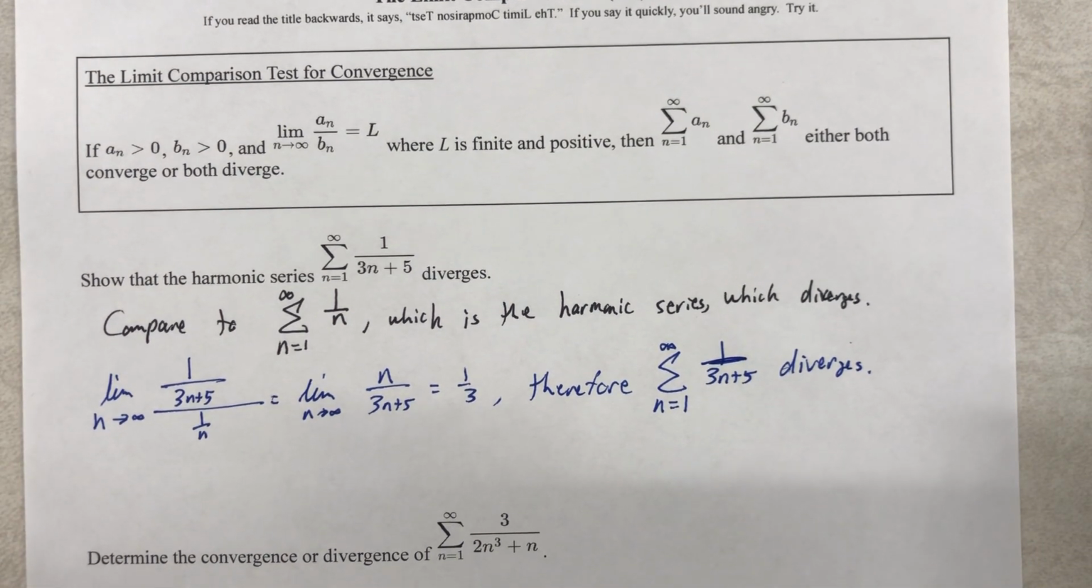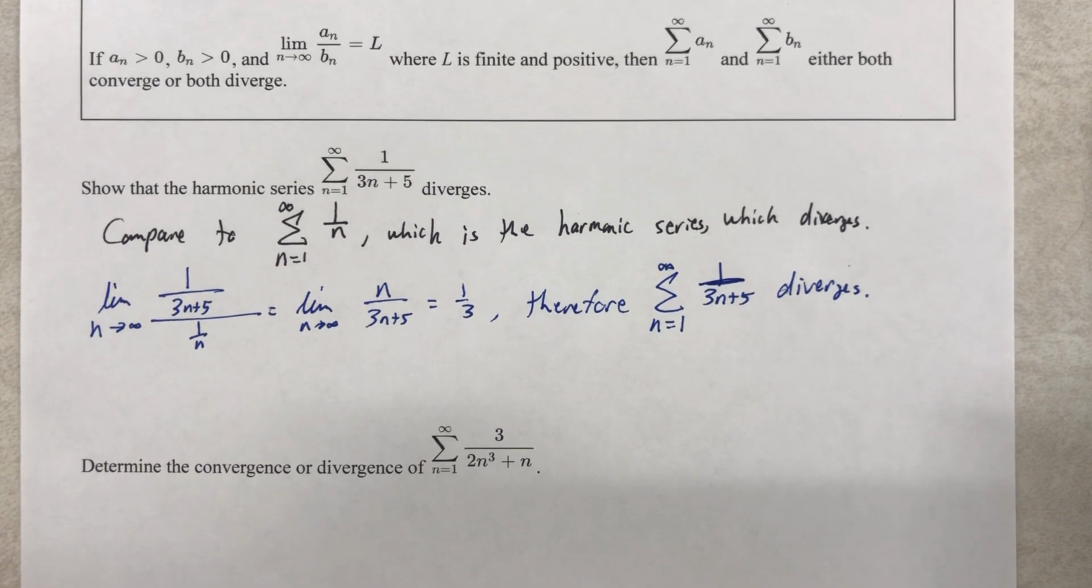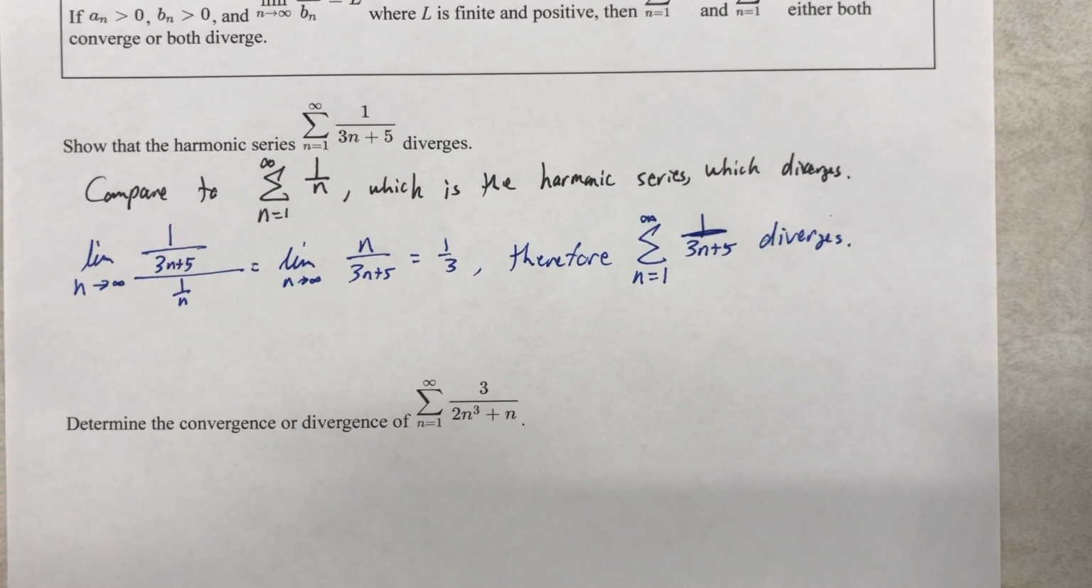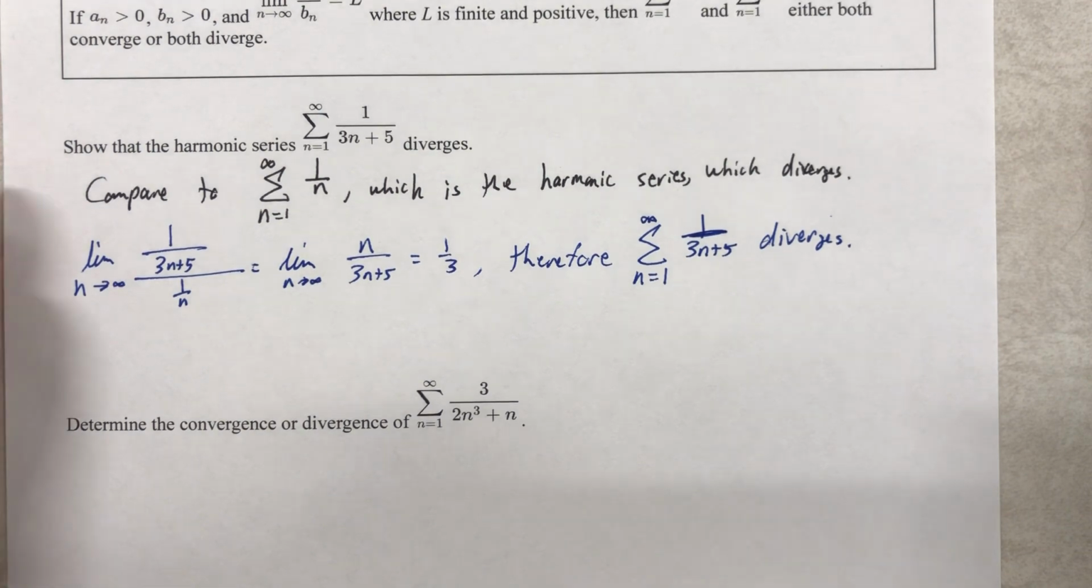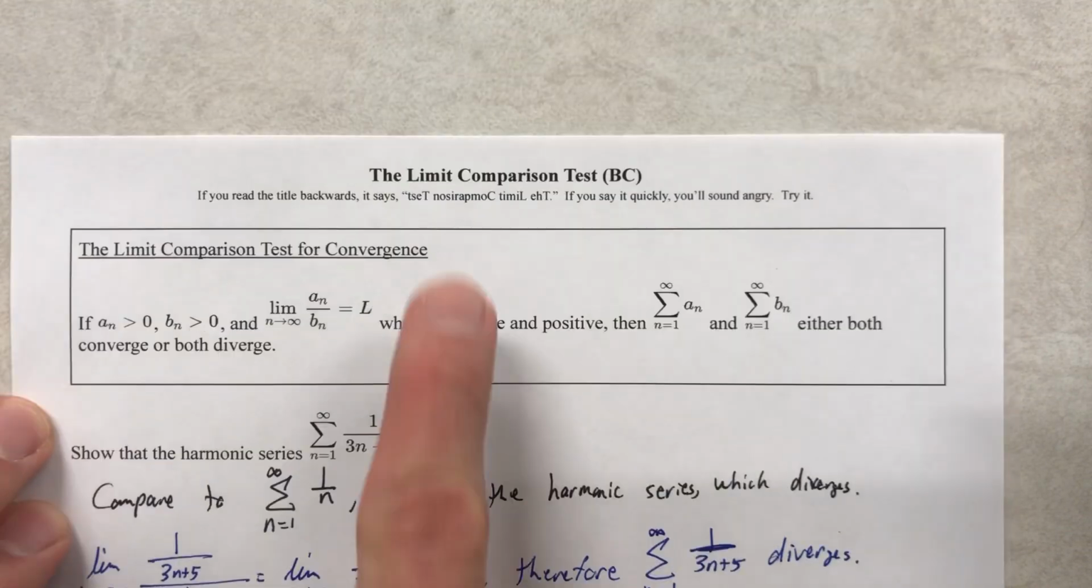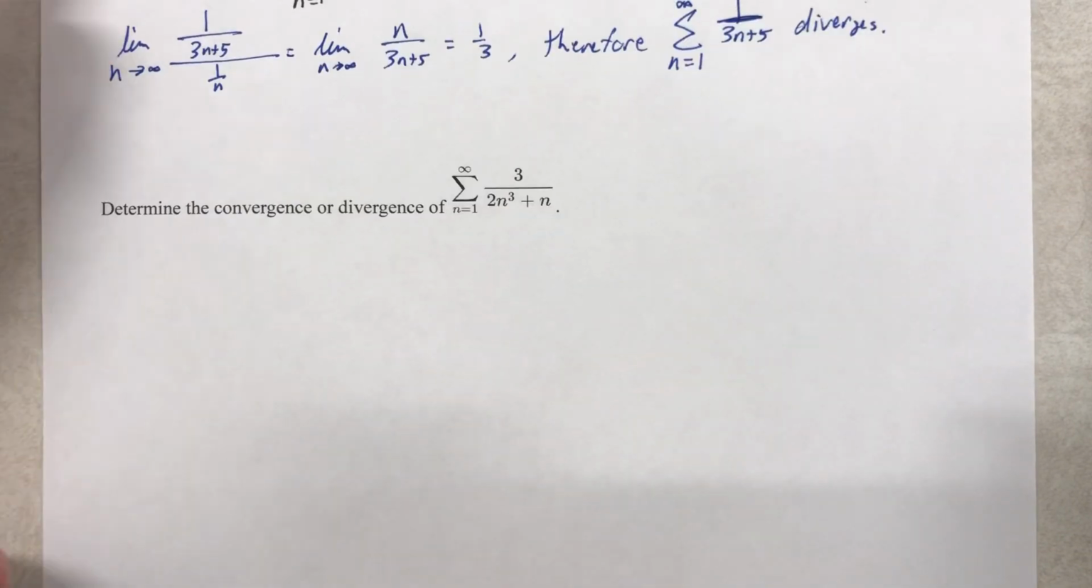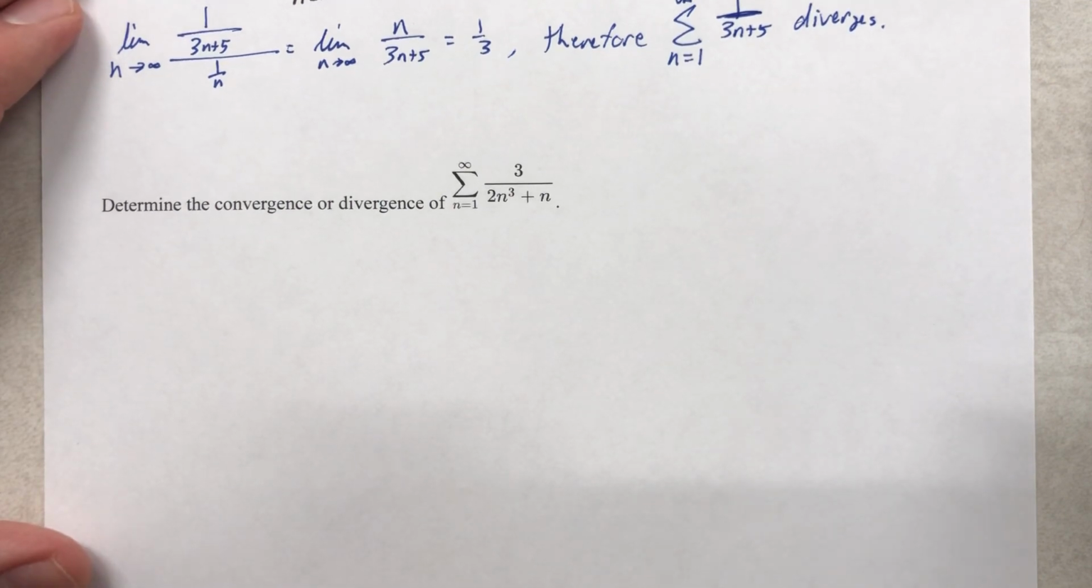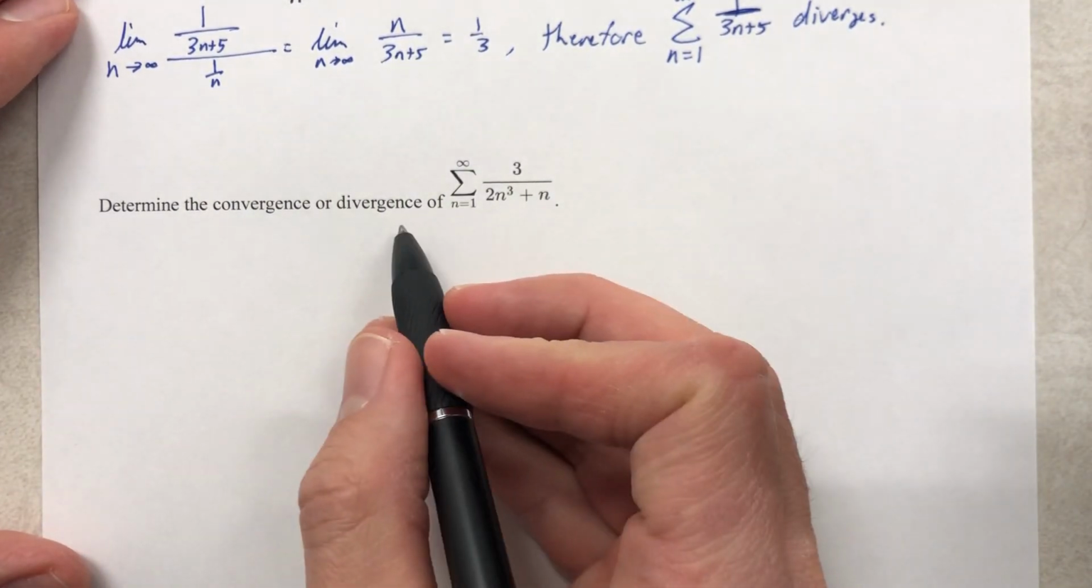All right, we're going to slide this thing up. This is an easy comparison test. Direct comparison test is a little tricky sometimes. I like this one. This one's pretty, I almost said it's pretty direct, but the other one technically was direct. This one has no limits, you might say. I'm sure it does, but whatever. Just want to make a pun. All right. Determine the convergence or divergence of that.